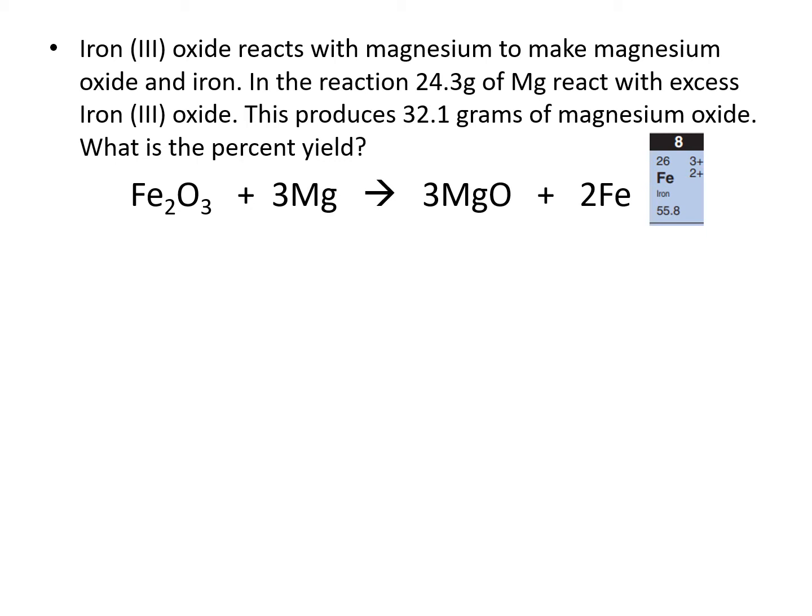Okay, so let's take a look at this question right here. It says iron 3 oxide reacts with magnesium to make magnesium oxide and iron. In this reaction, 24.3 grams of magnesium react with excess iron 3 oxide, and this produces 32.1 grams of magnesium oxide. What is the percent yield? So first off, in this experiment, this person actually did this experiment, and this is what they call their actual yield.